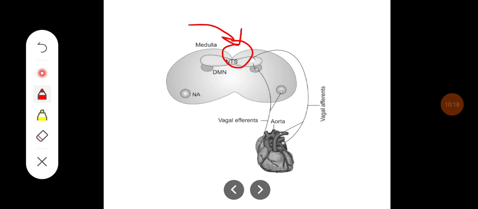Okay, so activation of NTS is going to inhibit the vasomotor center, and it is going to stimulate the nucleus ambiguus, the cardiac inhibitory center, and increase the parasympathetic drive to the heart, and decrease the heart rate and the cardiac output. And also NTS is going to receive the vagal afferents, the local feedback from the heart.